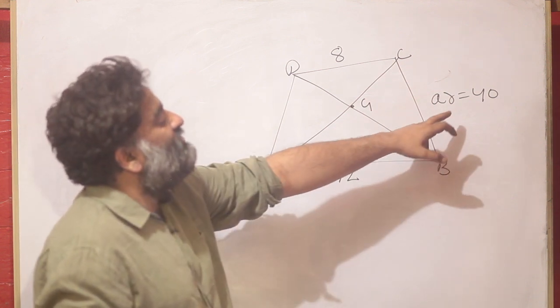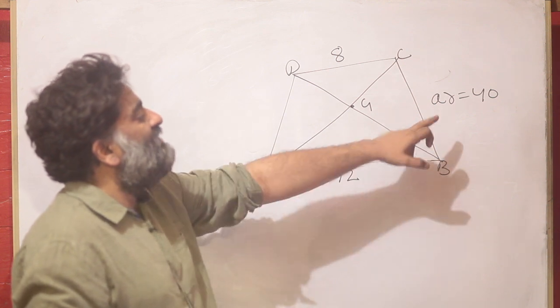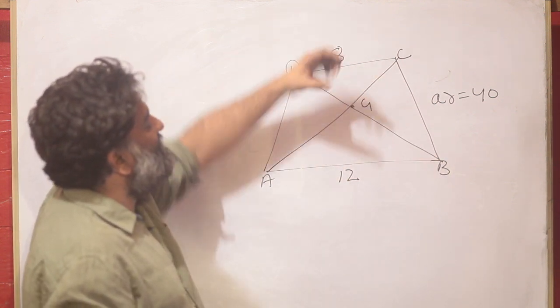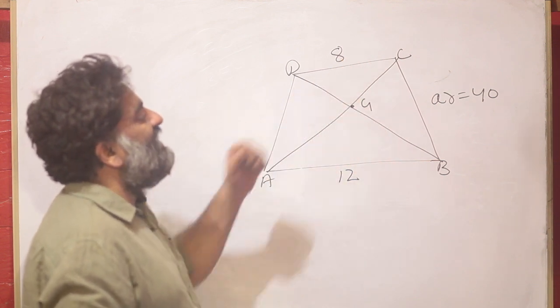Furthermore, it is given to you that the area of the whole trapezium is 40 units. And you're also given AB and DC. AB is 12 units and DC is 8 units.